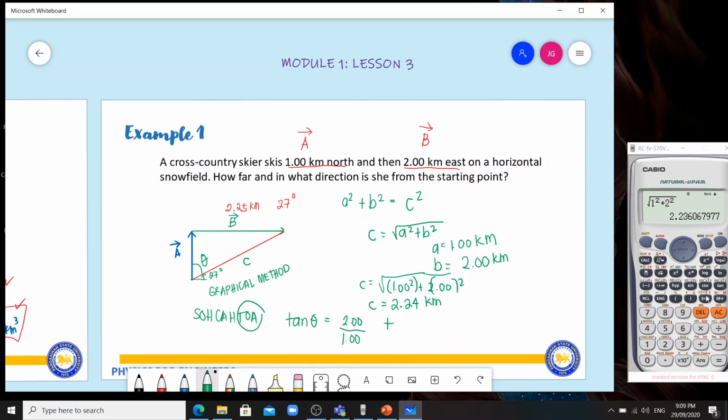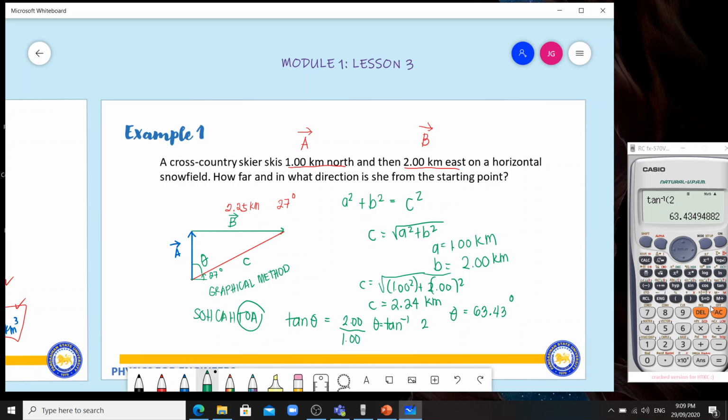Yan. So, ang theta natin ay equivalent sa inverse tangent ng 2, which is 63.43 degrees. Diba? Okay.